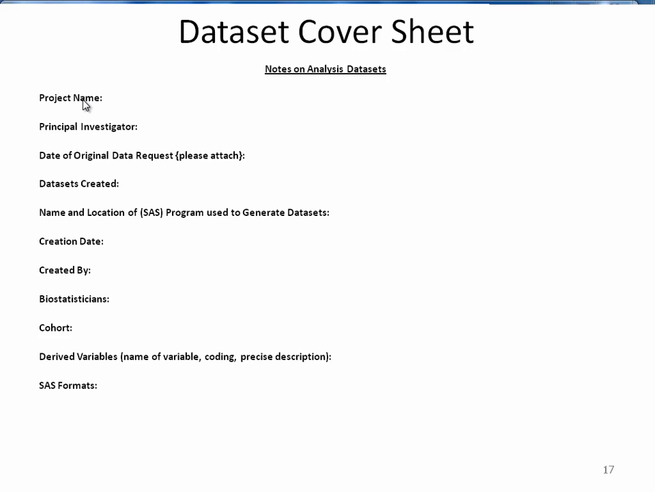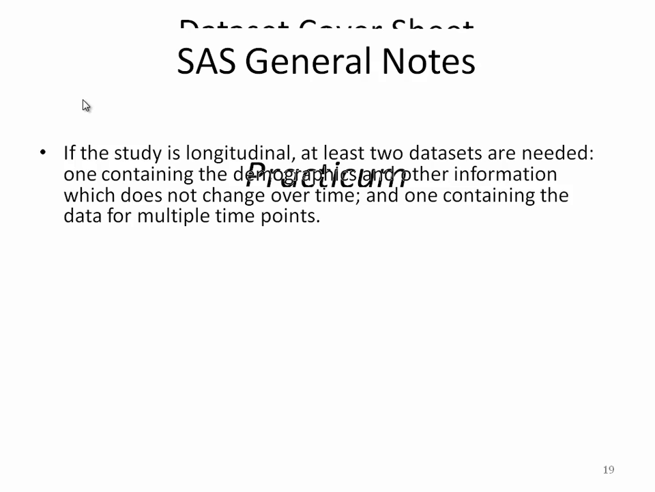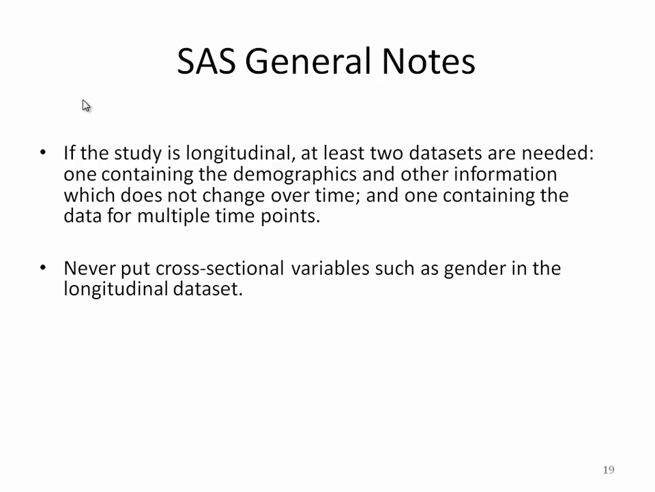Okay, so just some general notes when you're using SAS. If the study is longitudinal, you need to provide at least 2 data sets. One that contains the longitudinal data, the data that's collected multiple times, and one that contains just the demographics, the cross-sectional data, the data that you only have one observation per person, okay? Statisticians know how to merge data sets. So if they need to get the date of birth into that longitudinal data set, they can merge those 2 data sets and make it happen.